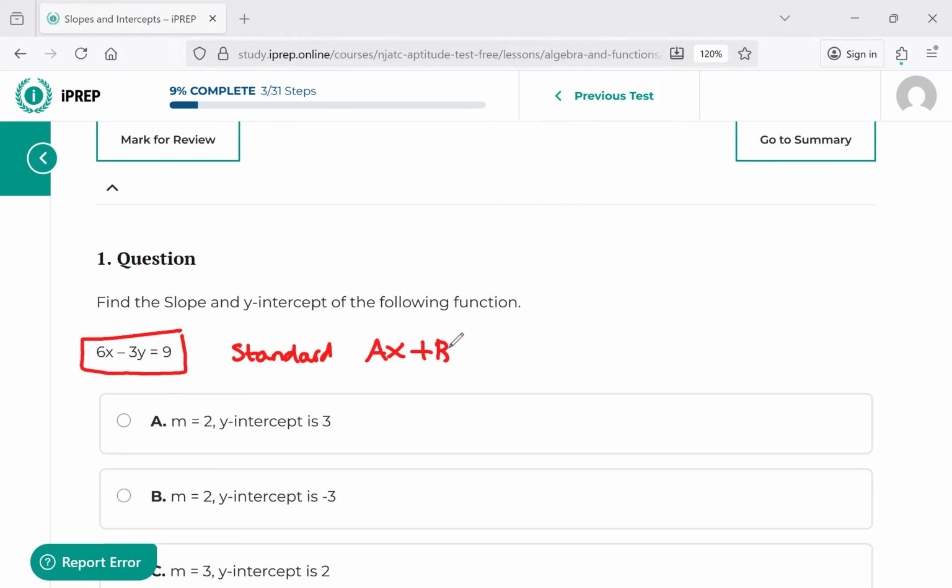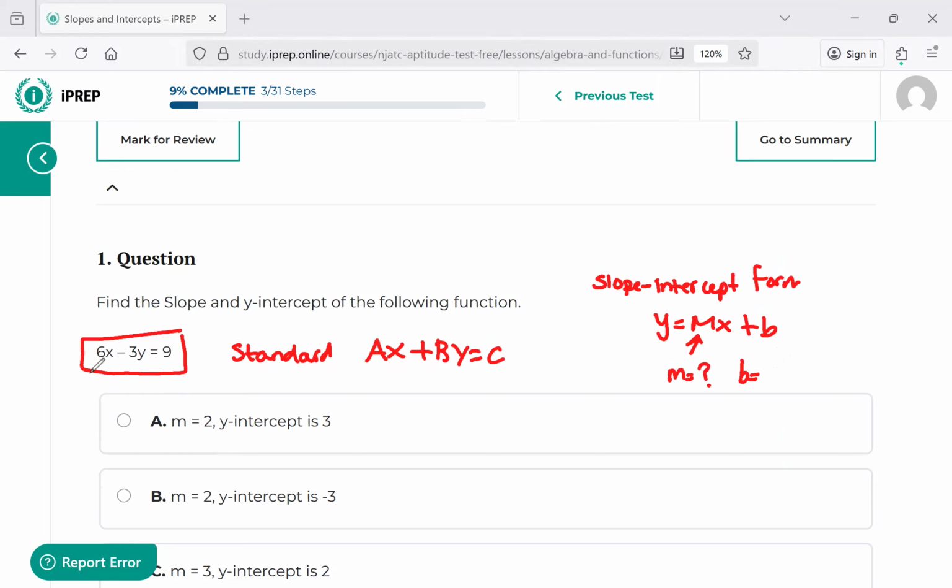Standard form is Ax plus By equals C, right? What we want to do is put it in slope intercept form, y equals mx plus b. Because if we put it in this form, you can find the slope. The slope is the m, basically the number in front of x, and your b is the constant, right? So we're going to get y by itself.